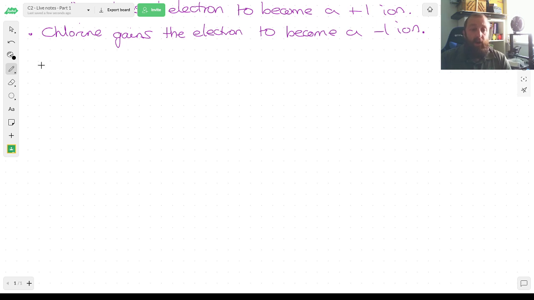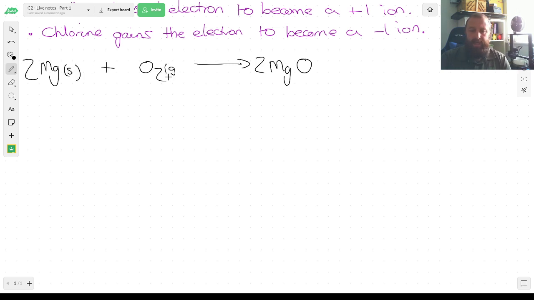Now, let's have a look at group 2 and group 6, because it's probably the next easiest one to do. So let's pick magnesium, and let's react it with oxygen. So magnesium oxide, and you'll see why it forms this in a moment, is MgO. And again, I'm just going to balance this out. We'll put our state symbols in. So we're going to form that. Now, if I go through and draw the outer shells again, this is exactly the same as I've done before.